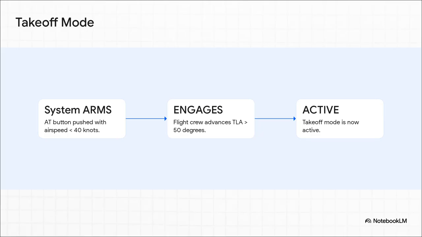Okay, Section 3, critical flight modes. This right here is the meat of the oral exam. Examiners love digging into the exact sequence and numerical thresholds for takeoff mode. Say you're on the runway and you push the AT button below 40 knots. The system merely arms. It does not engage yet. It sits there waiting until you physically push those thrust levers past 50 degrees TLA. The second you cross that 50-degree line, boom, the auto throttle engages and commands your takeoff thrust limit.